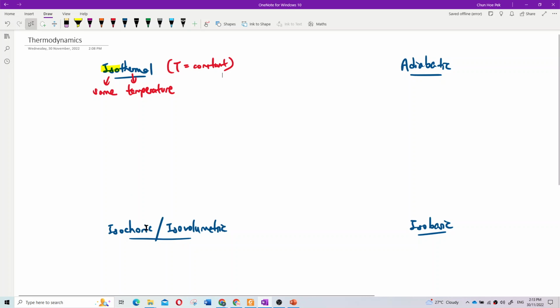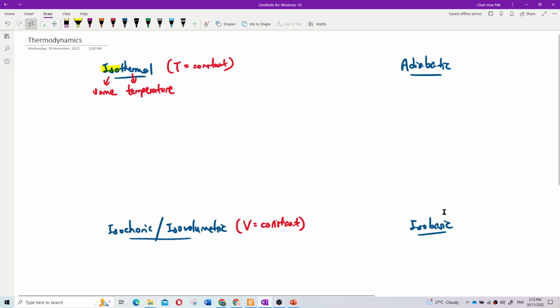Isothermal. And then isochoric or isovolumetric. What do you see here? This is same what? What thing is constant? Volume. The word itself has volume, isn't it? Isovolumetric, so iso means constant volume. Or isochoric, constant volume.